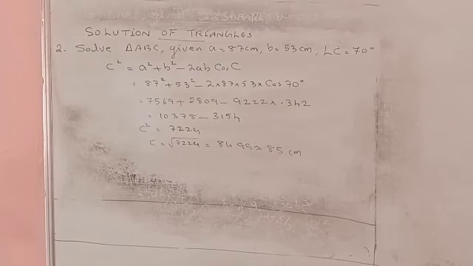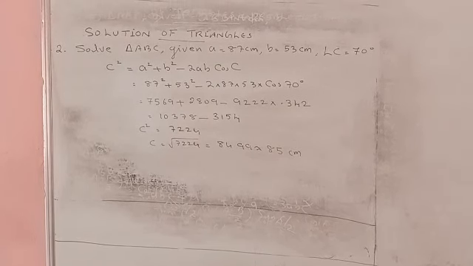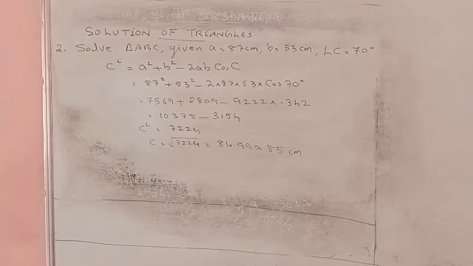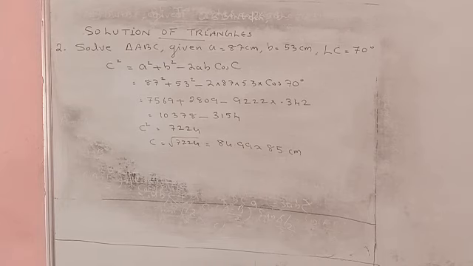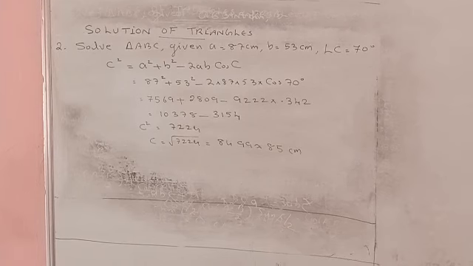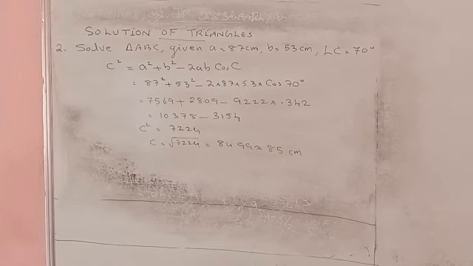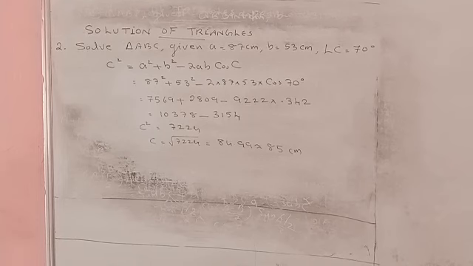Here 7569 plus 2809 is 10,378, minus 9222 into 0.342, which is 3154. Then c squared is equal to 10,378 minus 3154, which is 7224. Then the square root of 7224 is 84.99, which is approximately equal to 85 centimeters. Therefore, c is equal to 85 centimeters. Therefore, we get all three sides a, b and c. Next, find angle A or angle B.